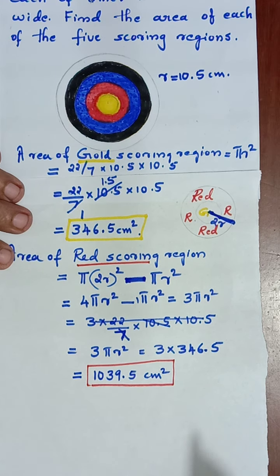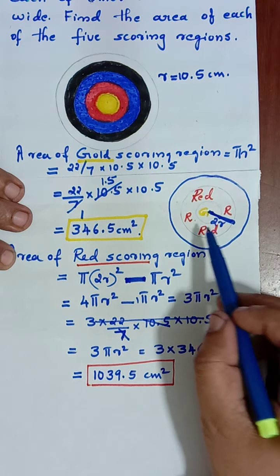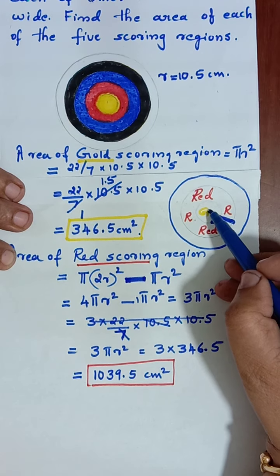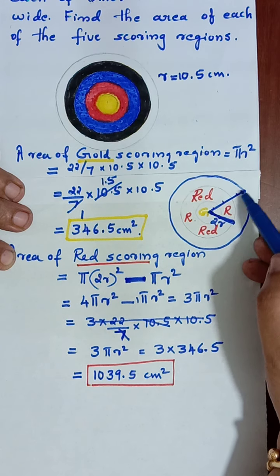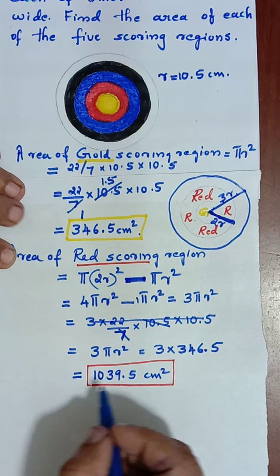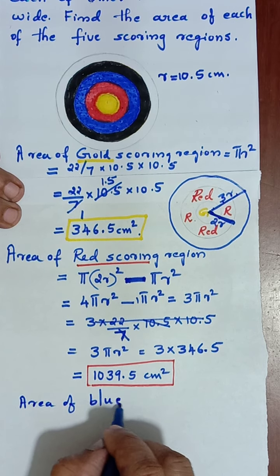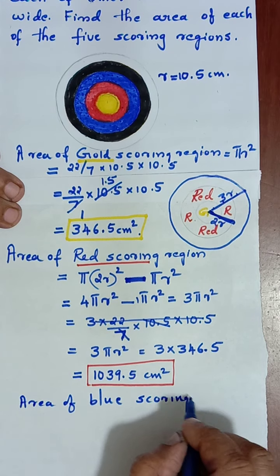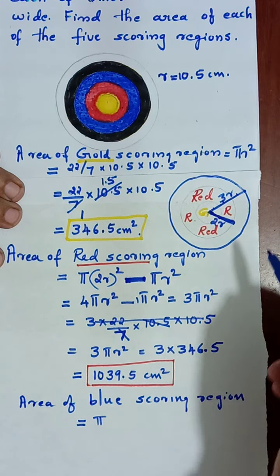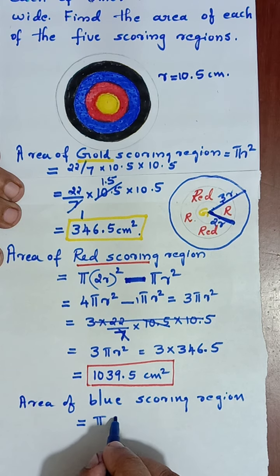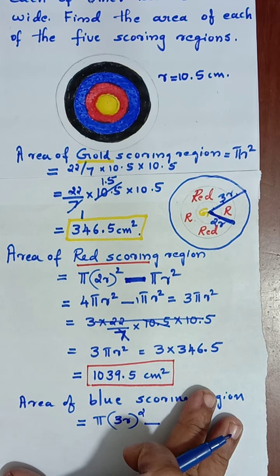The blue region comes around it. You can see here it will be the blue region. So how much do you have to subtract? That is the bigger circle having radius R plus R plus R, 3R. 3R will be the radius of this. So here we have to write area of blue scoring region, that is equal to area of bigger circle, pi into R square, where R is 3R, so 3R whole square, minus pi r square, the inner side.